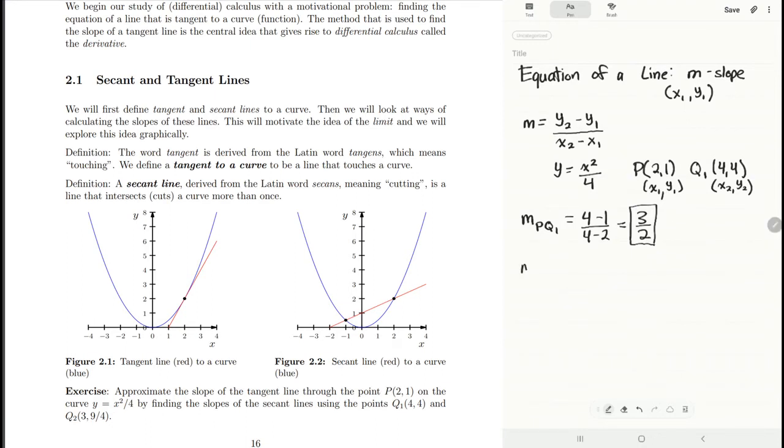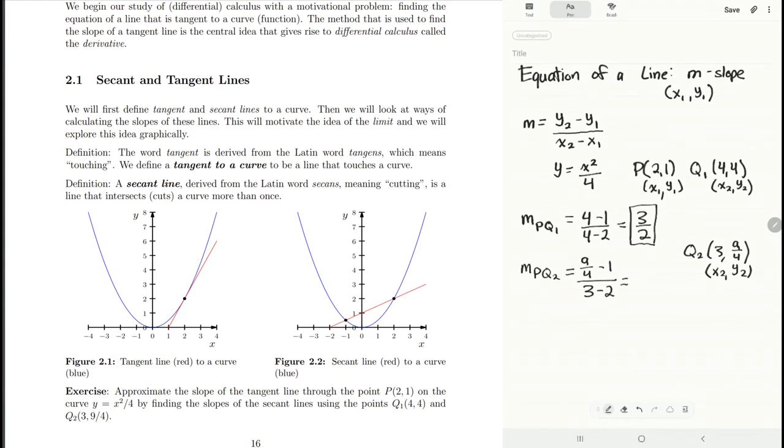So now let's have a look at calculating the slope between P and Q2. Q2 is the point (3, 9 over 4). So this is another point on the curve, and we can use this as our x2, y2. If we were to determine the slope of the line between these two points, we would have 9 over 4 minus 1, over 3 minus 2.